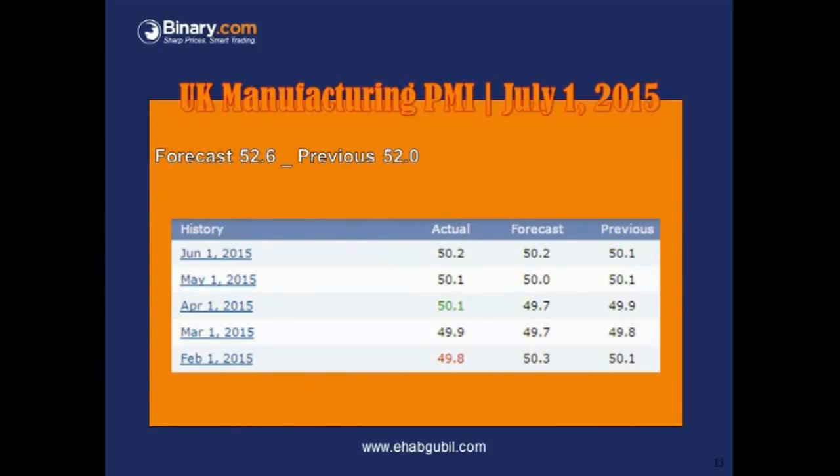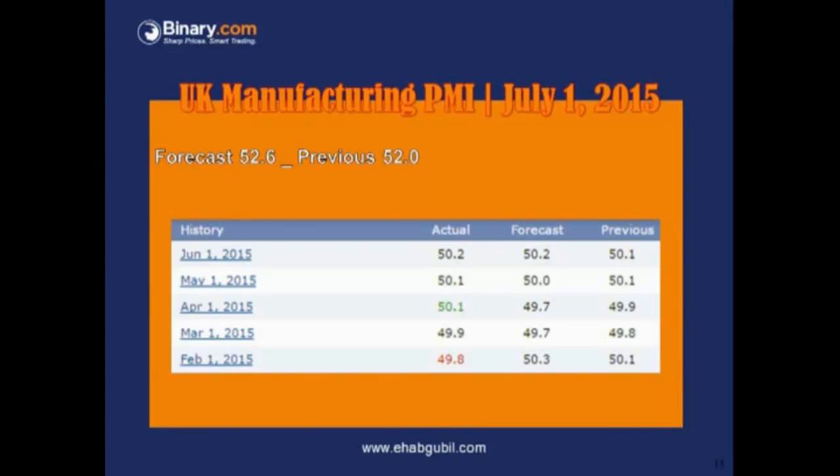UK manufacturing PMI will be released on July 1st at 8:30 a.m. GMT time. The UK manufacturing PMI is a survey of purchasing managers in the manufacturing sector on various economic activities, including inventory, employment, orders, and so on. A reading higher than 50 means expansion, and a reading less than 50 means contraction.